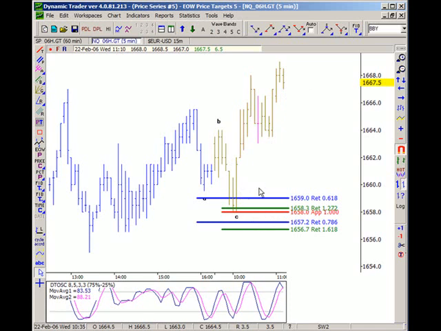Every correction doesn't make its high or low dead on the projected price zone. But if we're prepared in advance for the possibilities, then it's just a matter of executing the trade strategy if all the conditions get in place, just like they did here.